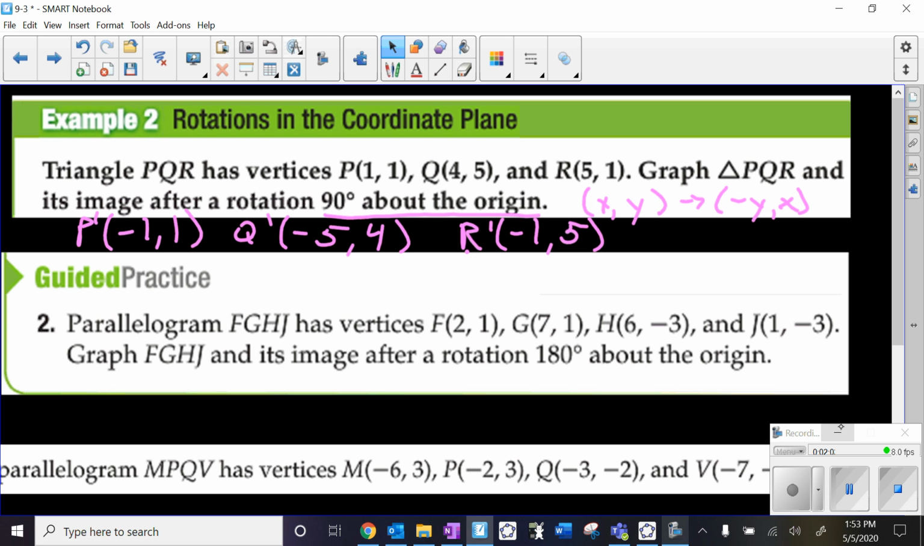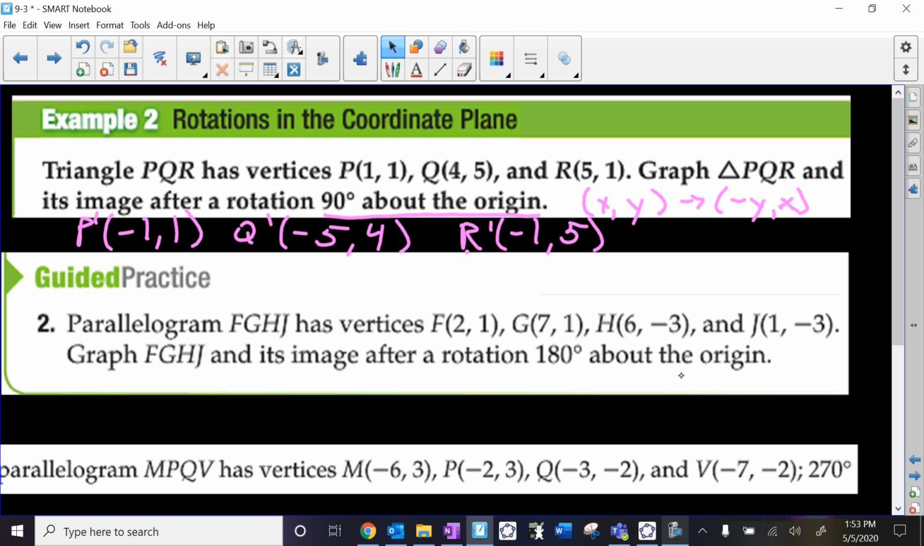For the 180-degree rotation, I'm just going to do 2 of these points. I'll do G and H. (x, y) is going to become (-x, -y). So G prime is going to be at (-7, -1). And H prime is going to be at (-6, 3).